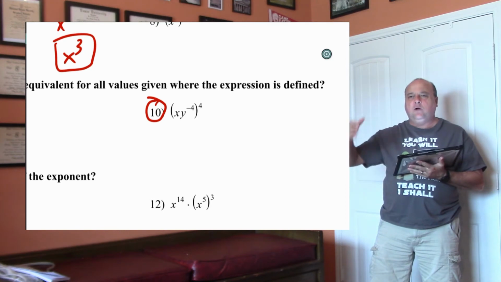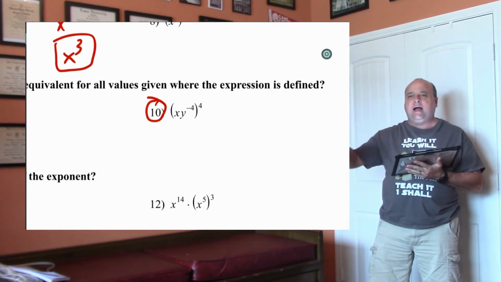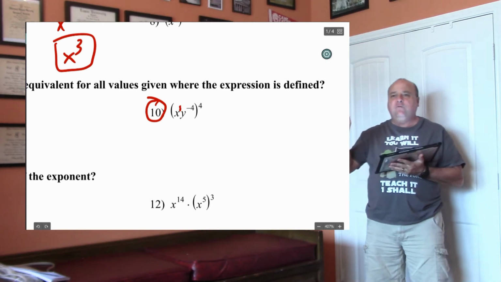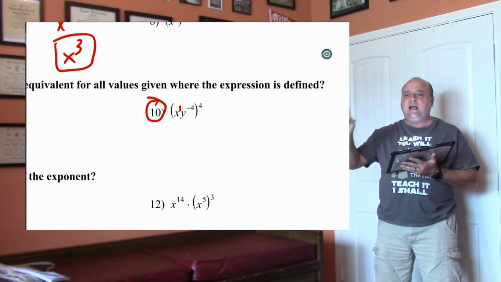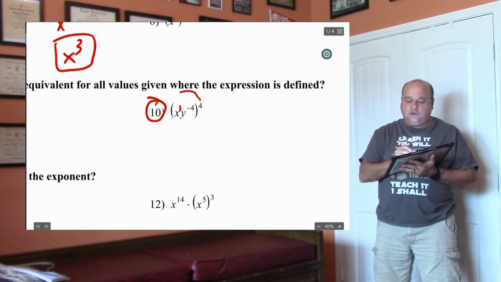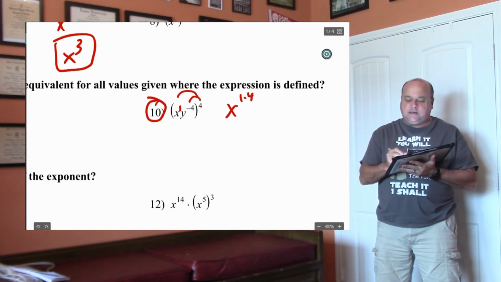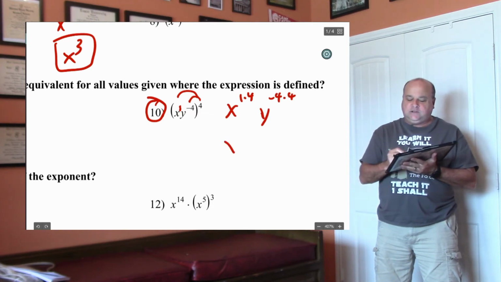If you have an exponent outside of a parentheses, it's a power to a power, so you have to distribute. Remember, every term inside, if it doesn't have an exponent, there's a 1. So that 4 goes to here and here. You're going to do x to the 1 times 4 and y to the negative 4 times 4. You'll get x to the 4th, y to the negative 16.